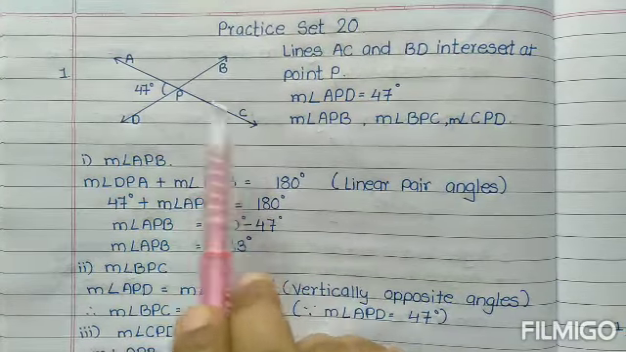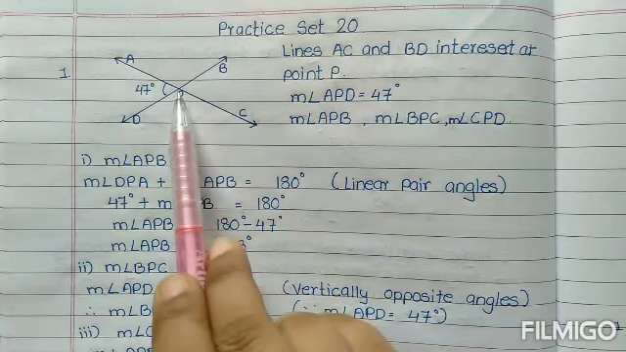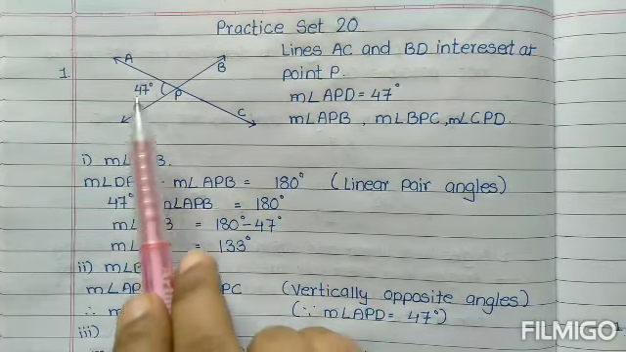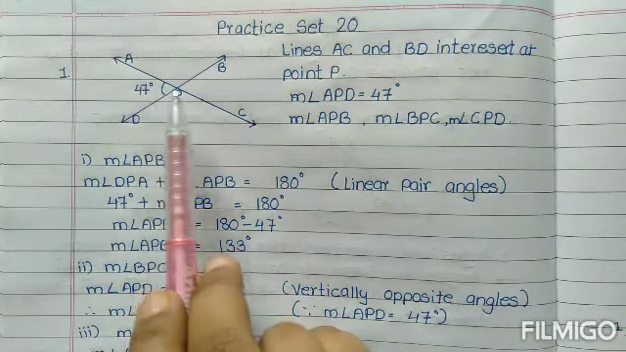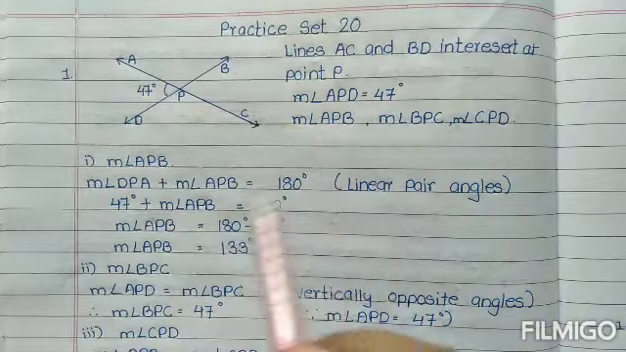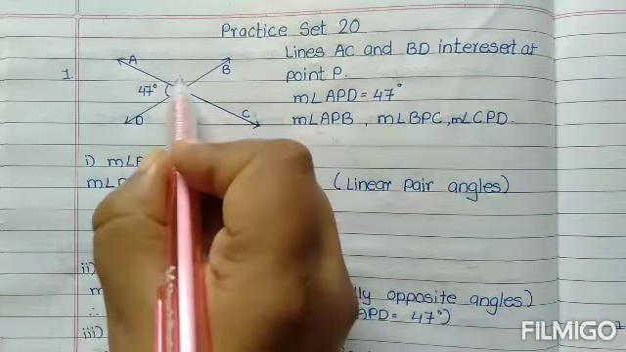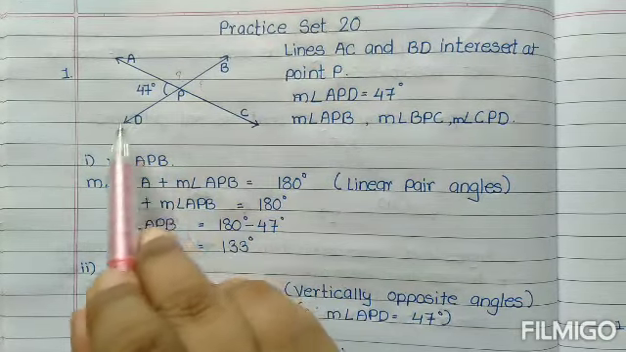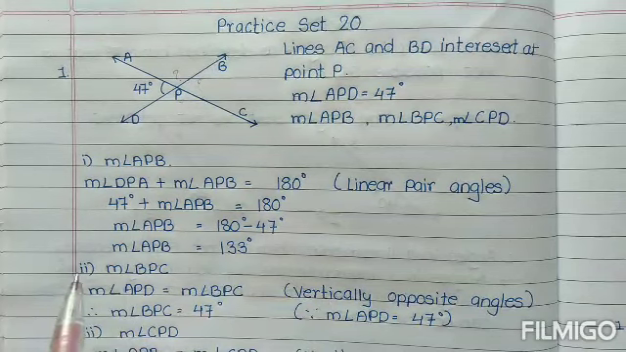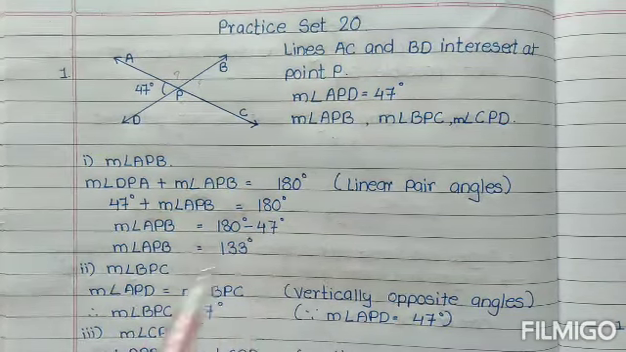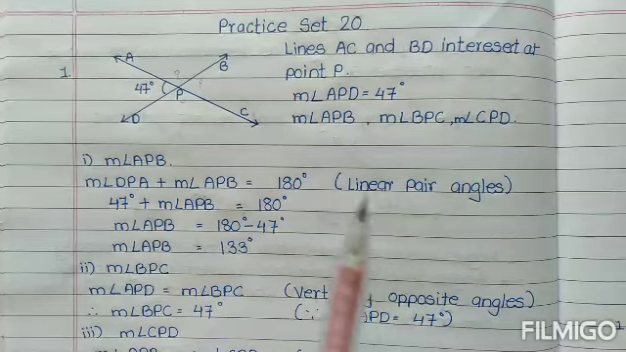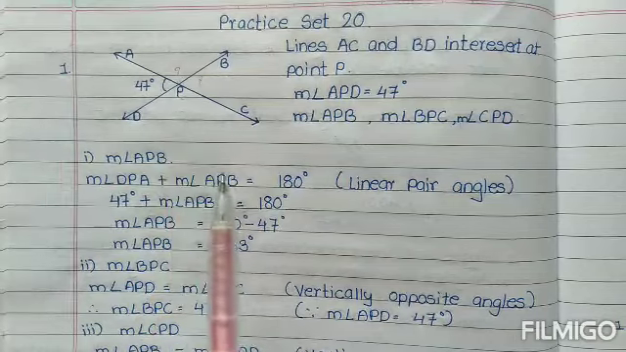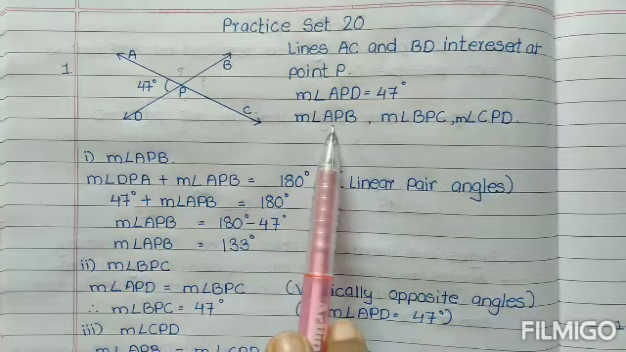Line AC and line BD intersect at point P. Angle APD is 47 degrees. Find out the measurement of the remaining three angles: angle APB, angle BPC and angle CPD. Okay. Now, with the help of the linear pair and vertically opposite property we have learned, we can find out the measurement of the remaining three angles. First, angle APB.